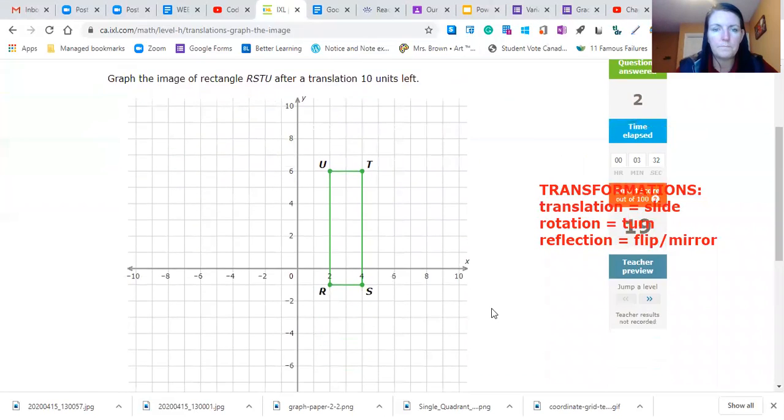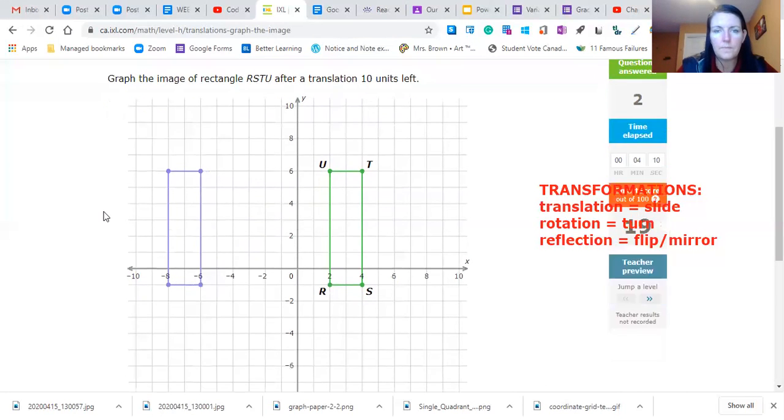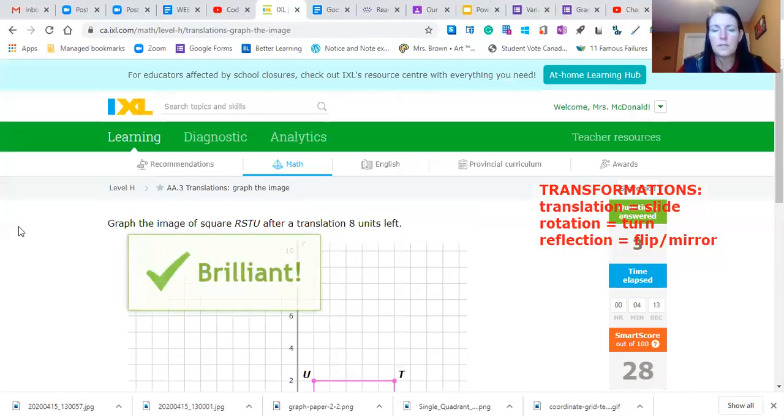Okay, one more together. We are wanting to translate this 10 units to the left. Let's start with R. It doesn't matter where you start. Let's go 10 to the left. Go in order. S, 10 to the left. Next one's T, 10 to the left. And U, 10 to the left. And there you have it. So that's how to translate your graphs.